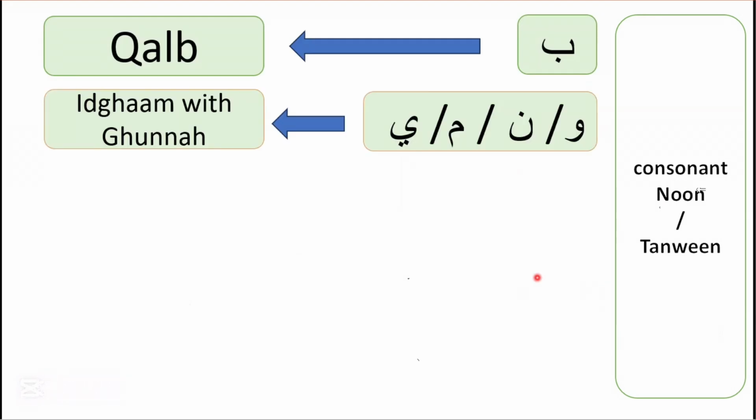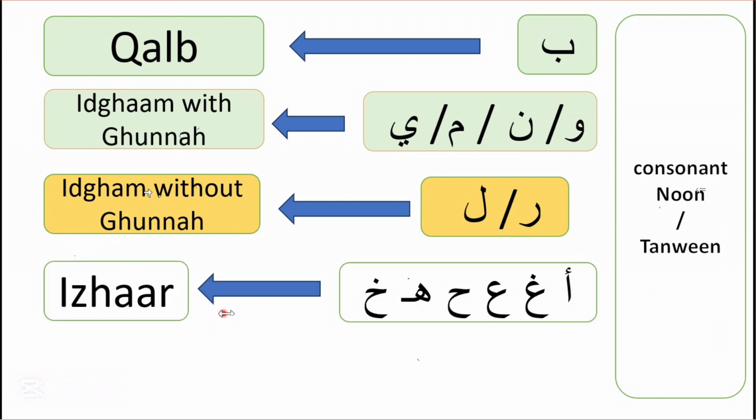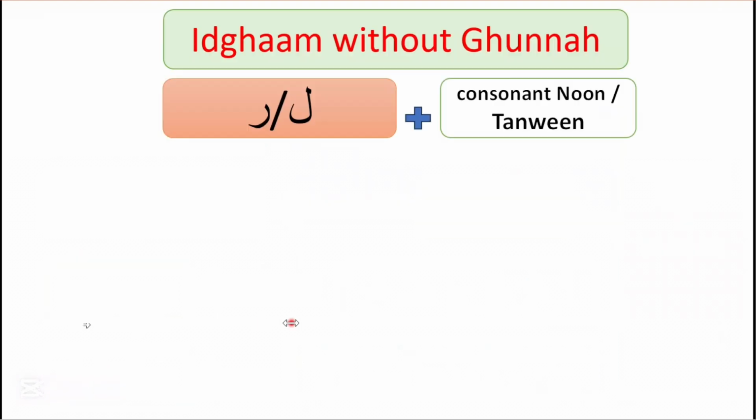So we're still covering these rules, the rules of the consonant noon and tanween. We talked already about these two rules, al-qalb and idgham with ghunnah. And today we talk again about idgham, but without ghunnah, without the nasal sound. And in next lessons, inshallah, we will cover these two rules. So let's go to the pronunciation.